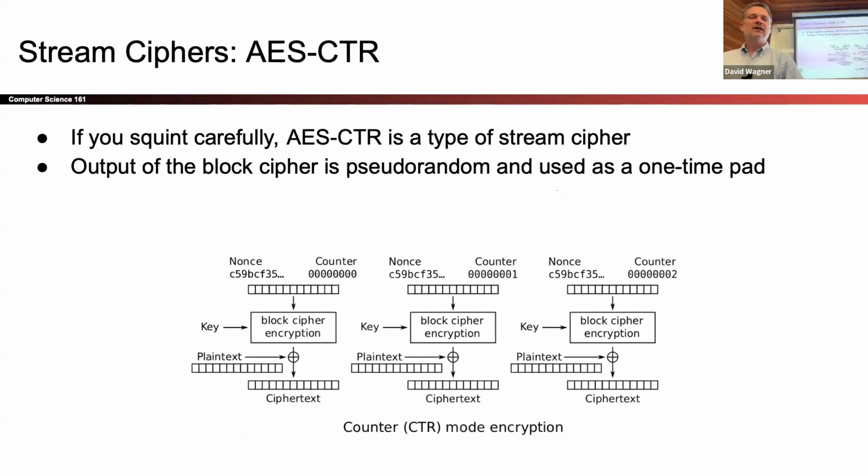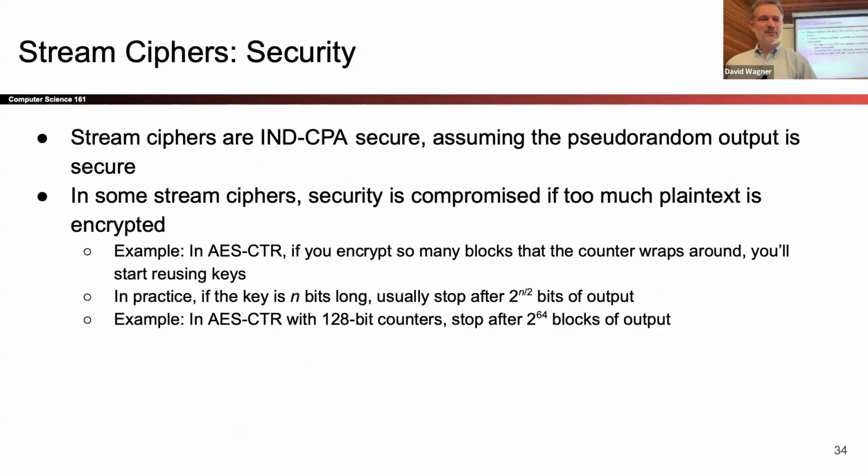Okay, so if you look at it one way, you can see AES counter mode is a type of stream cipher, because the output is pseudorandom and it's exclusive-ORed with the message. If you look at it another way, you can see it as a type of pseudorandom number generator. The key is the seed, and it outputs pseudorandom bits as a function of the key.